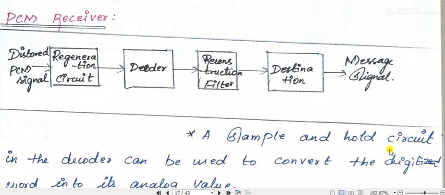This is a PCM receiver, and here a sample and hold circuit in the decoder can be used to convert the digitized word into an analog value. The message signal is recovered by passing the decoder output through a low pass reconstruction filter whose cutoff frequency is equal to the message bandwidth.